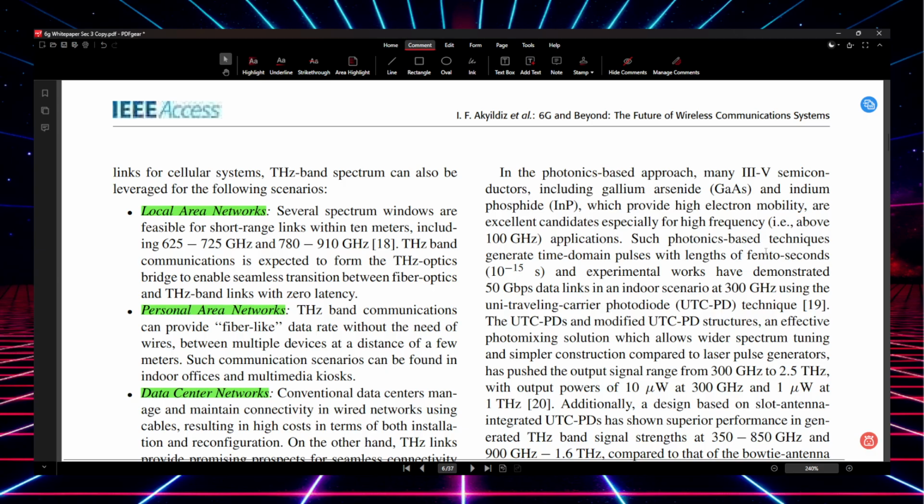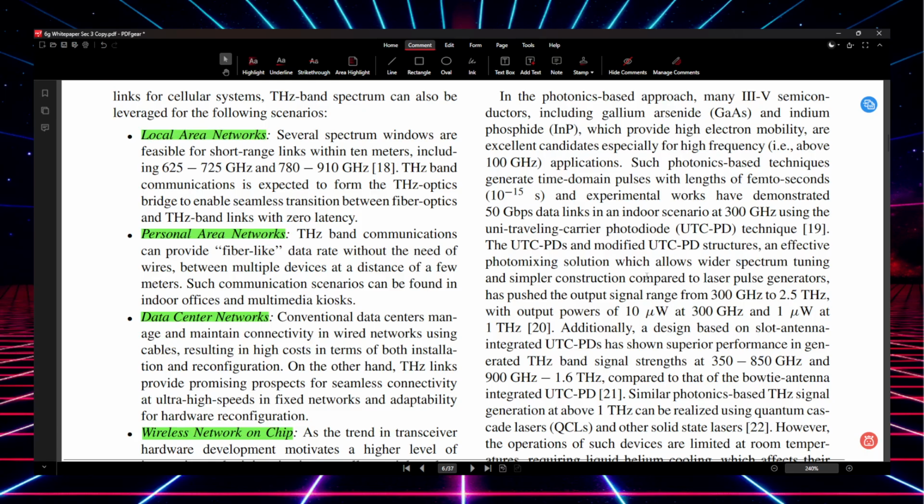A femtosecond, I've never heard of that before, but that's 10 to the negative 15, or 1 over 10 to the 15th, so it would be 15 zeros, so very small. And experimental works have demonstrated 50 gigabits per second data links in an indoor scenario at 300 gigahertz using the uni-traveling carrier photodiode UTC-PD technique.